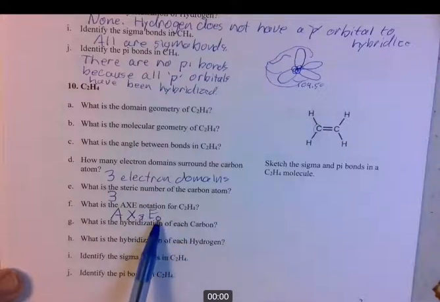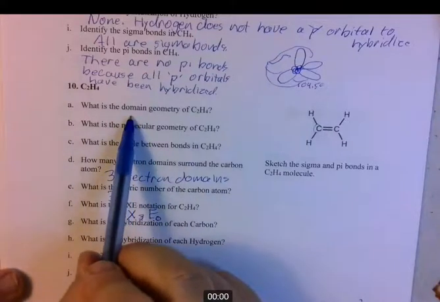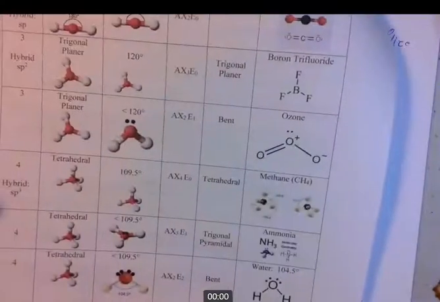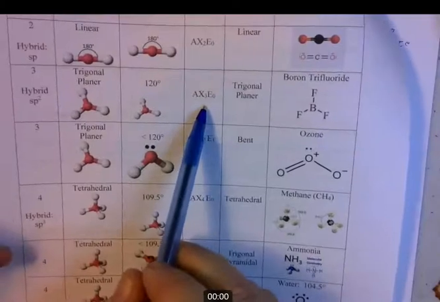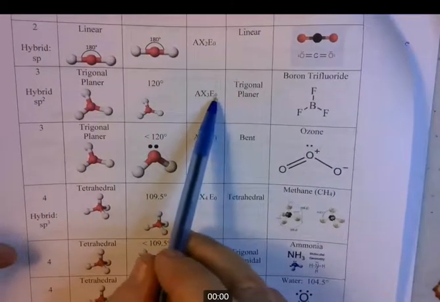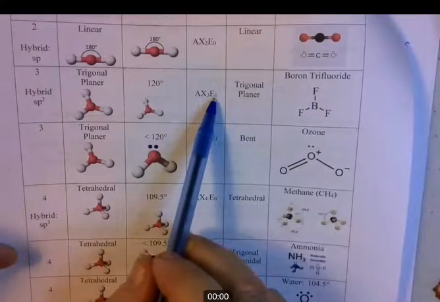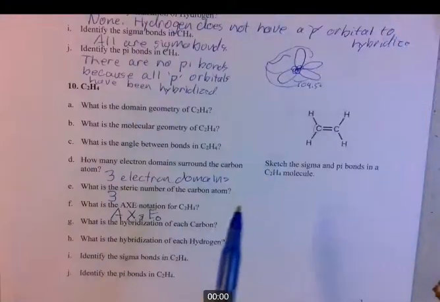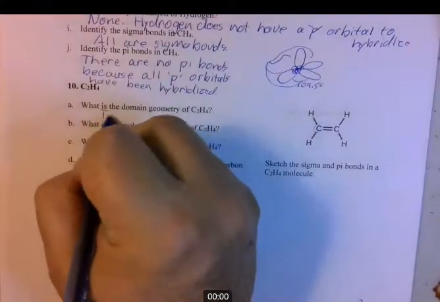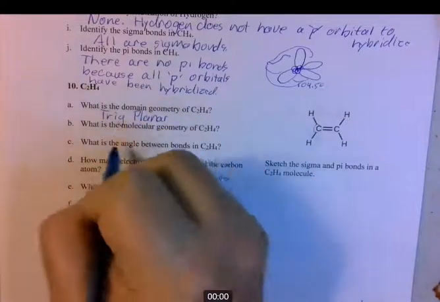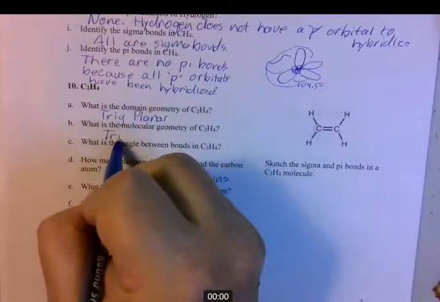Okay. So now that we've got that, let's go back to A and answer A. So what is the domain geometry? Well, we just come over to our sheet. It's AX3E0. That's trigonal planar. And since it doesn't have any lone pairs, it's not missing any of the atoms. Its molecular geometry is trigonal planar. So we're going to answer trigonal planar. And the molecular geometry is the same because it's an E0.